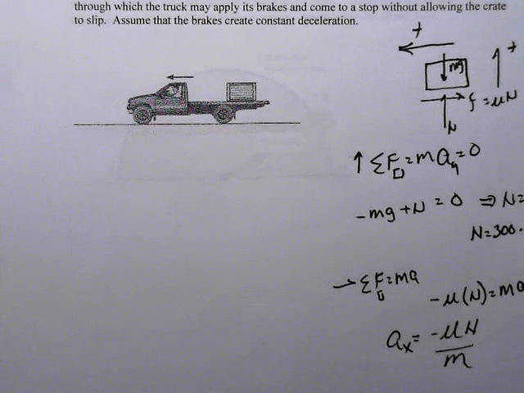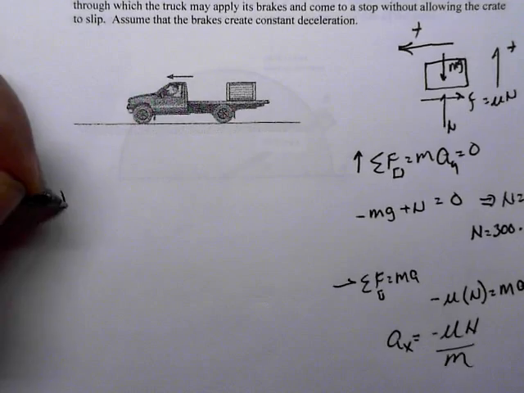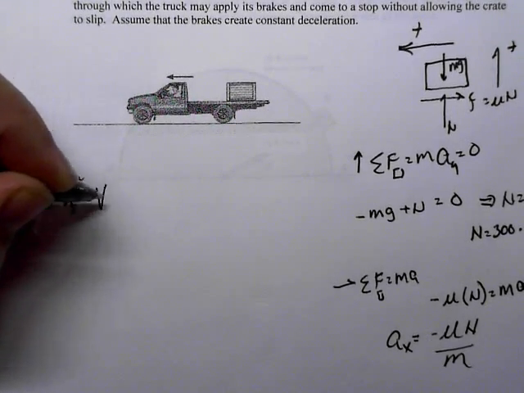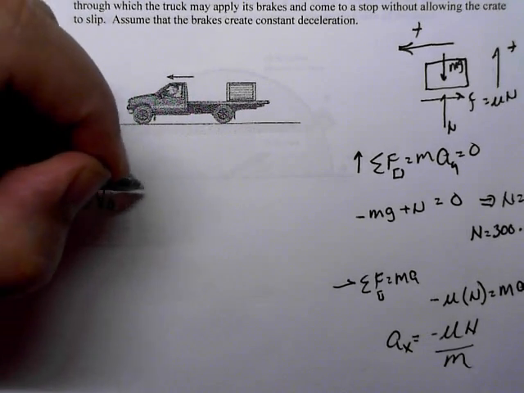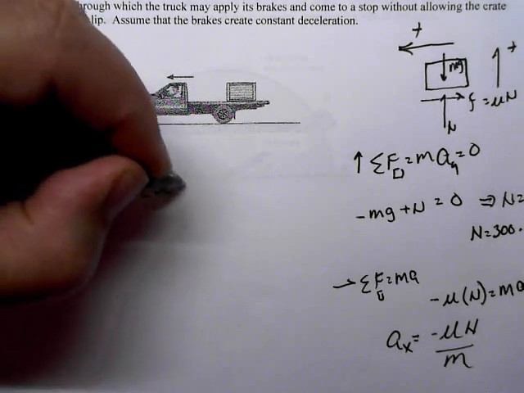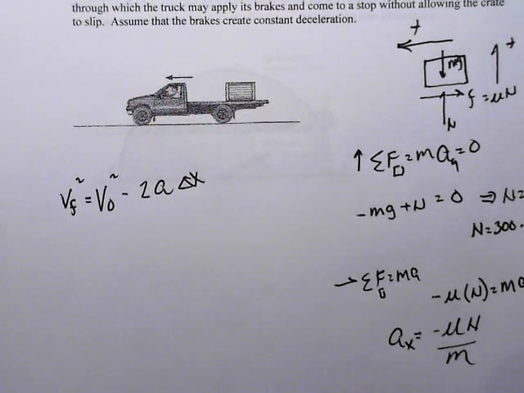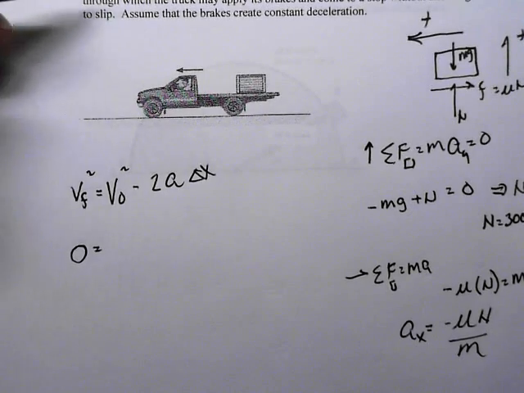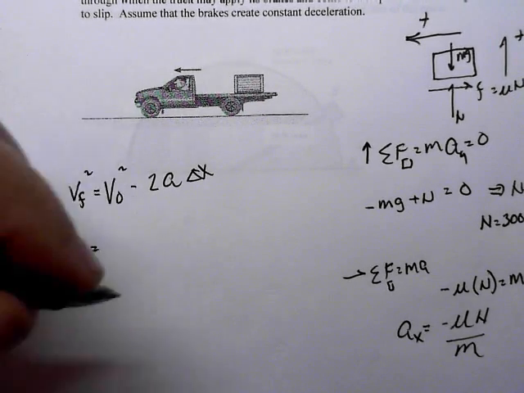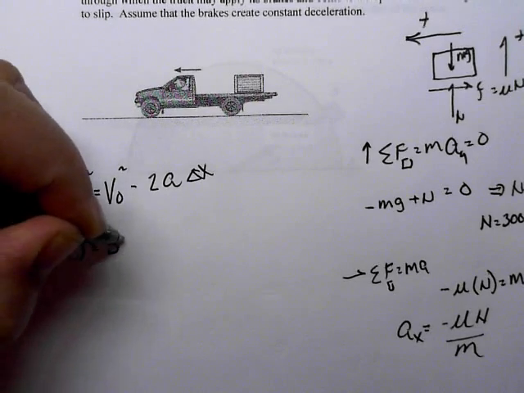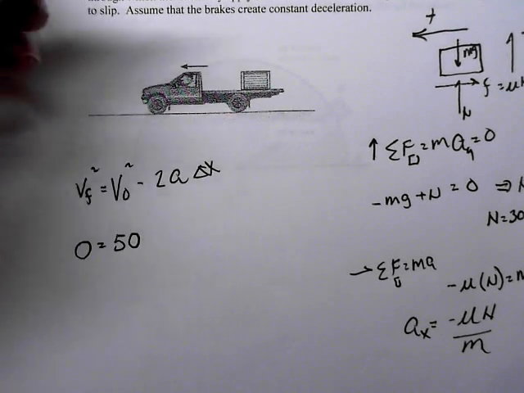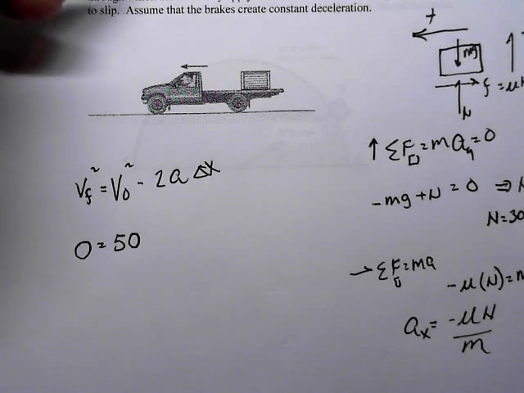And so we will write the generic equation down. V final squared is equal to V initial squared minus 2a delta s, and V final is 0, is equal to, and our initial was 50 kilometers per hour.